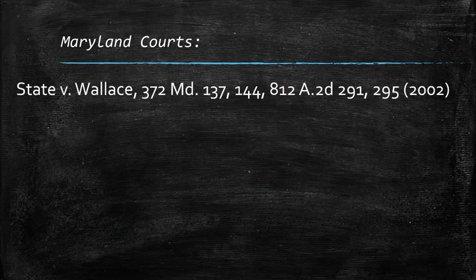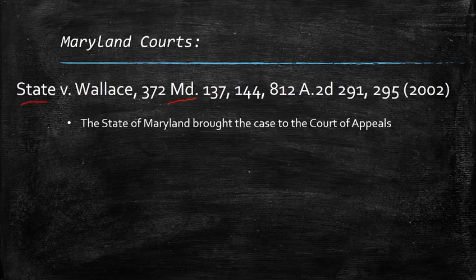So if you see something like this, State versus Wallace, 372 Md. 137, 144, 812 A.2d 291, 295, 2002, let's break that down real quick. Well, the first name is the party that brings it before the court. Now, which court? Well, we see an Md. in the middle, and so it's the Maryland Court of Appeals. So the State of Maryland brought this case to the Maryland Court of Appeals. The person responding to this case, that's the second one, that's Wallace. Wallace responded in the Court of Appeals.